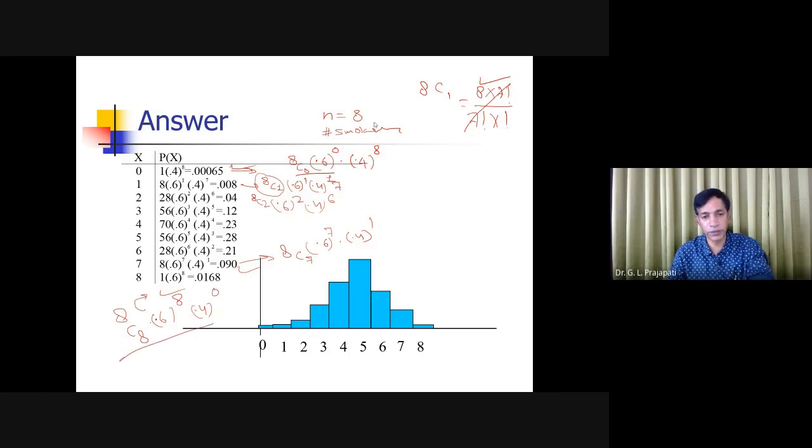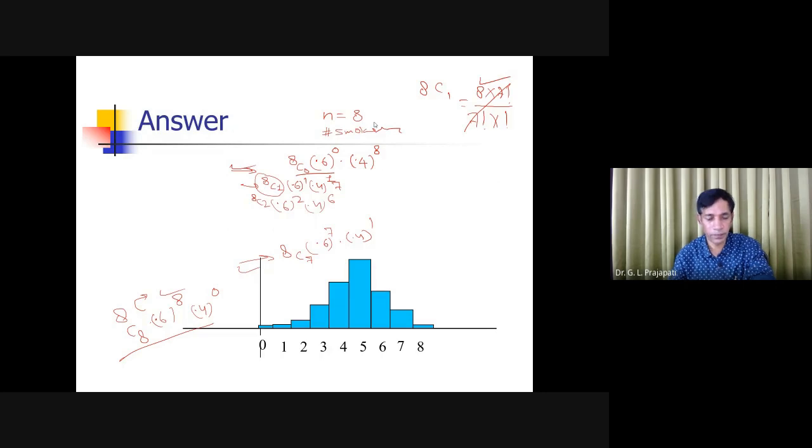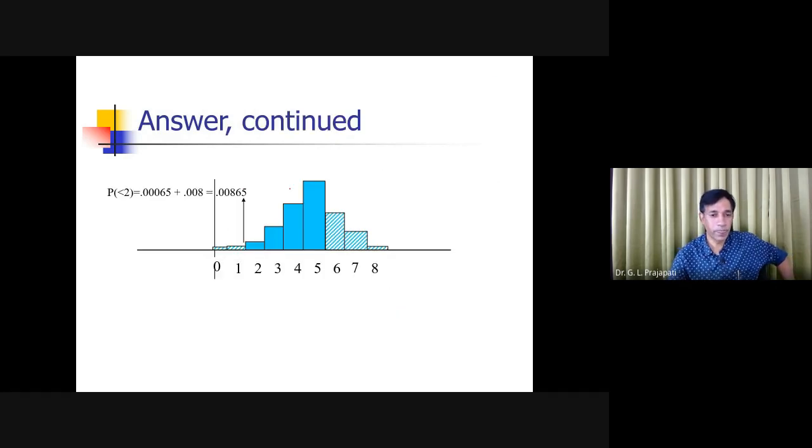You can answer the question now. For fewer than 2 smokers, what is the probability? It is the probability of 0 smokers plus the probability of 1 smoker. If you find the summation, you get the answer.